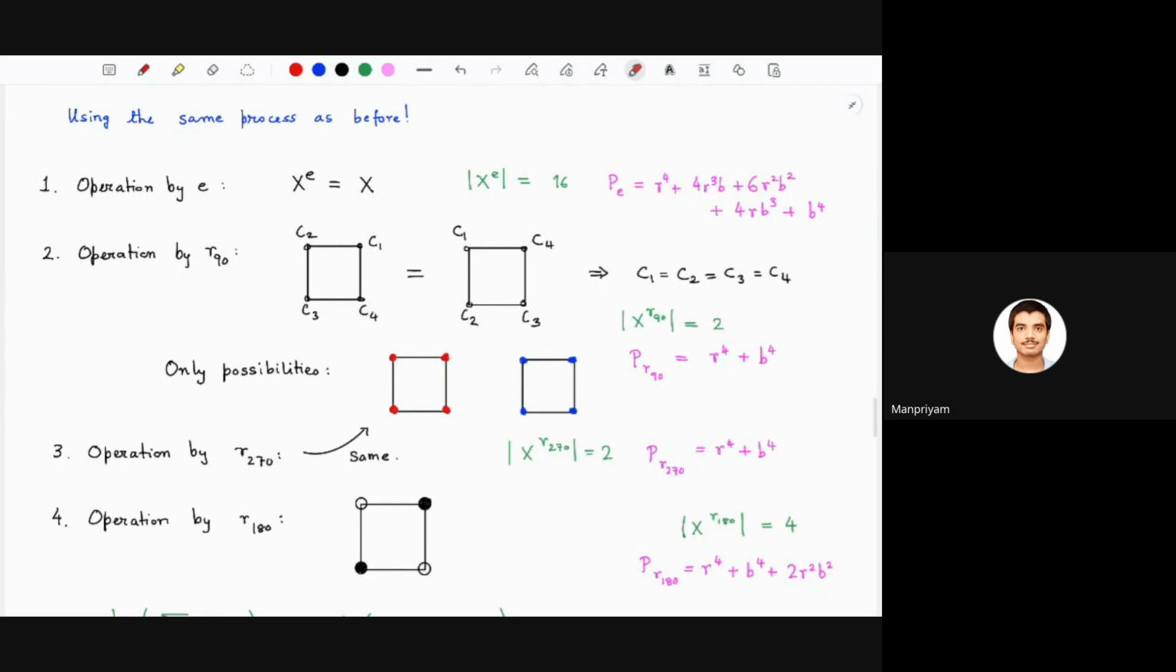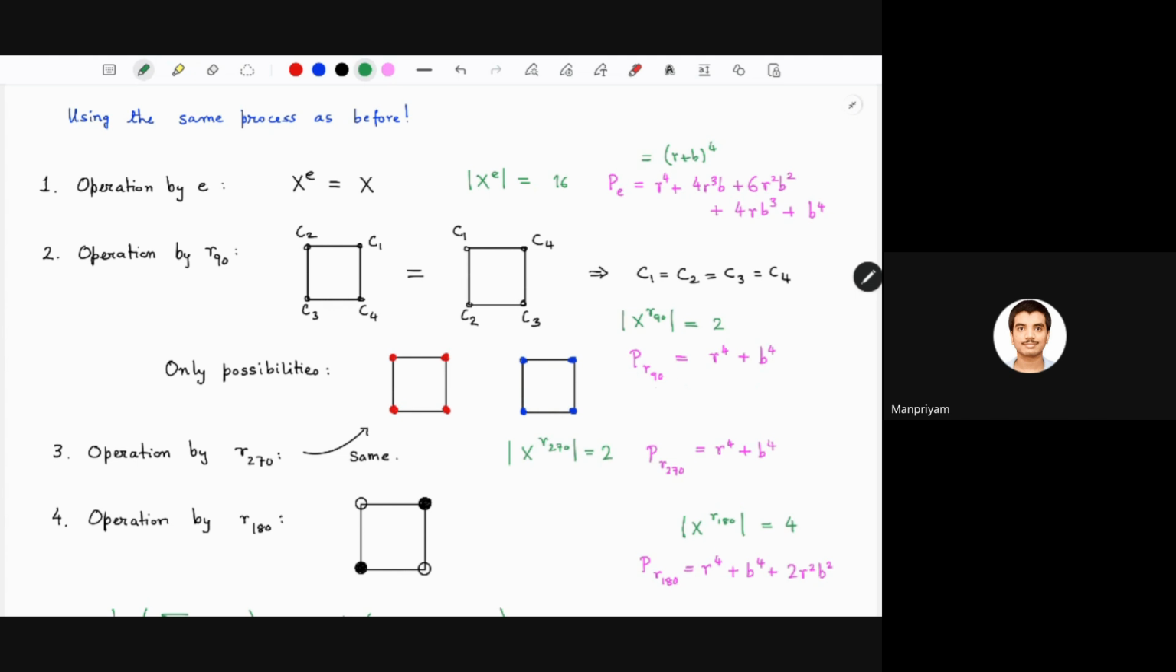So look at the operations by E. What is preserved? Everything is preserved. In particular, this is the polynomial corresponding to E, because there's one figure with all four reds. There are four figures with three reds and one blue, and so on. This is precisely the binomial expansion, right? So this is precisely equal to r plus b to the power 4. Okay. So similarly, if you look at the operation by 90 degrees, the only ones remaining are all red and all blue. So you get r power 4 plus b power 4.